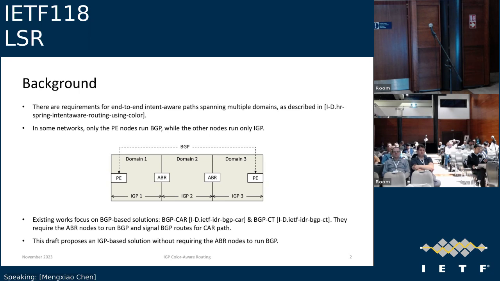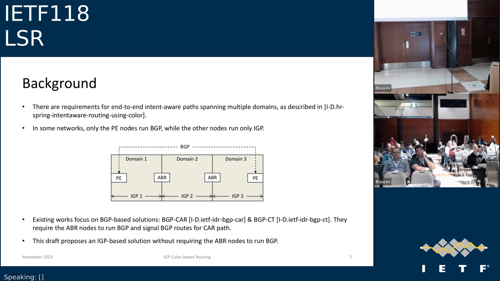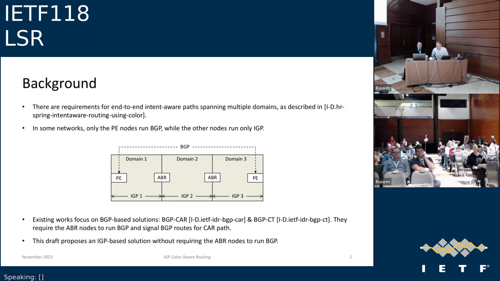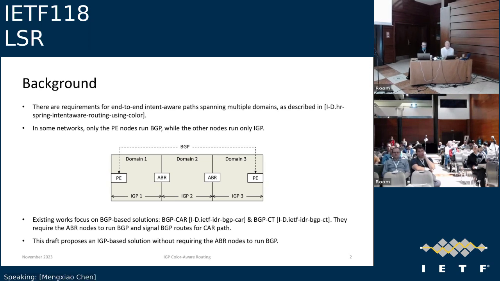When enabling intent-aware routing in the example network, they require the ABR nodes to run BGP and signal BGP routes for intent-aware paths. However, some network operators may want to keep their routing protocol deployments unchanged. I just want to point out so that other people aren't confused, those routers that are ABRs, they're really ASBRs between different IGP domains. I think that'll make it clearer for the rest of the presentation. Okay, thank you.